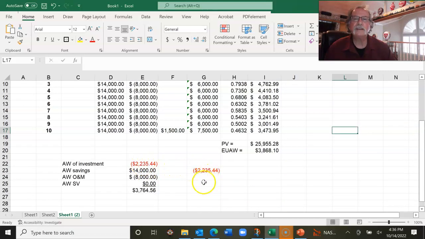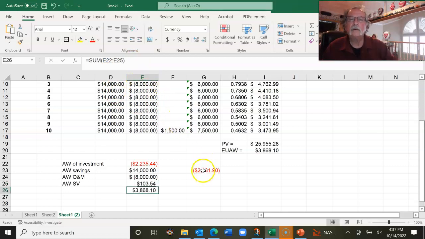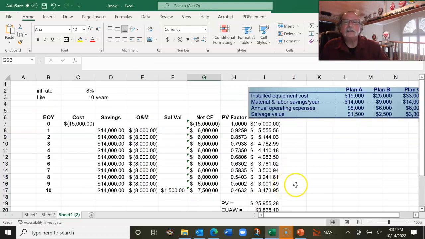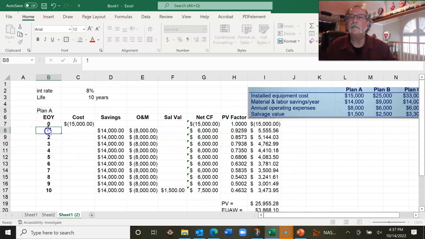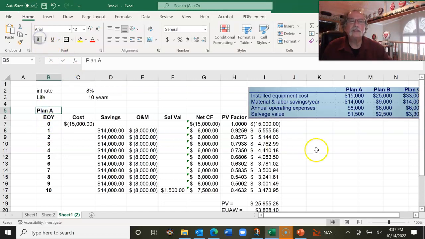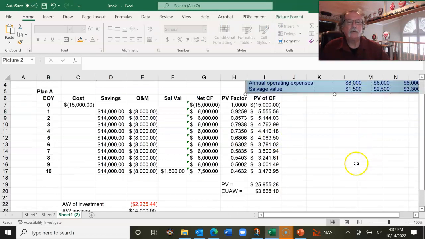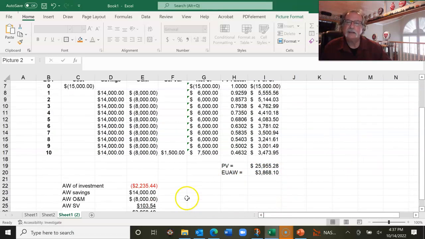Now, there's a very good chance that I didn't, here's where the problem is. This is F17. We don't need this. So this is Plan A. And clearly, this is the way most of the companies I've worked with would analyze this project. And if they want to do the annual worth, they do it this way. Could do it this way.